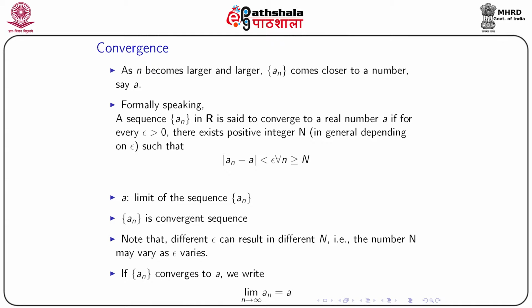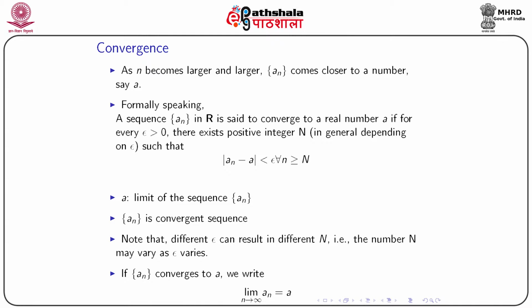So now we'll define what we mean by convergence of a sequence. By convergence we mean that whenever n tends to infinity, that means n becomes larger and larger, if the sequence comes closer to a particular number, then that number will be regarded as the limit of the sequence. So this is the informal definition. Now we give the formal definition of convergence.